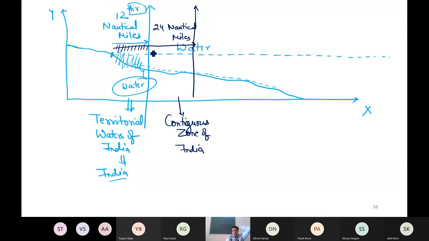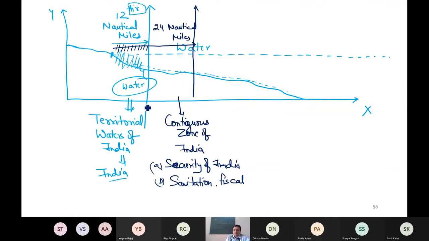So it is beyond territorial waters as well as adjacent to territorial water. It includes the first 12, of course. In this zone, what can I do as a nation? I can protect, I can take any step for the security of my nation, security of India. Sanitation, etc. Sanitation, fiscal measures, economical, political interest. The nation has a right, India has a right.